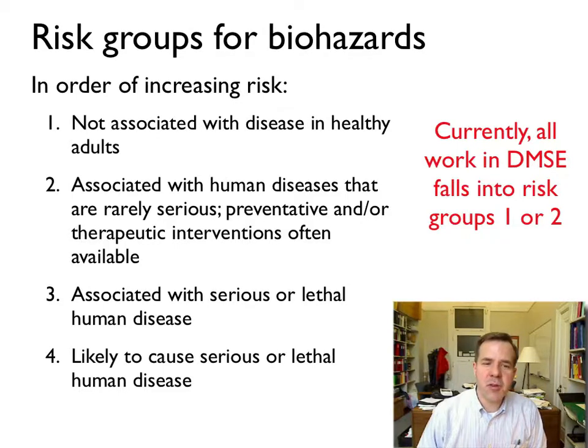The higher risk groups are numbers 3 and 4. Number 3 are organisms that are associated with serious or lethal human disease, and the highest level, level 4, are organisms that are likely to cause serious or lethal human disease. Again, there is currently no work being done in our department in biosafety risk group 3 or 4.